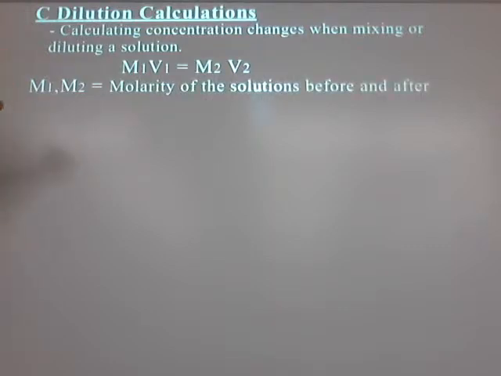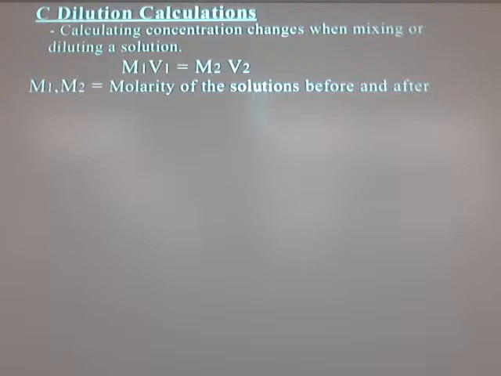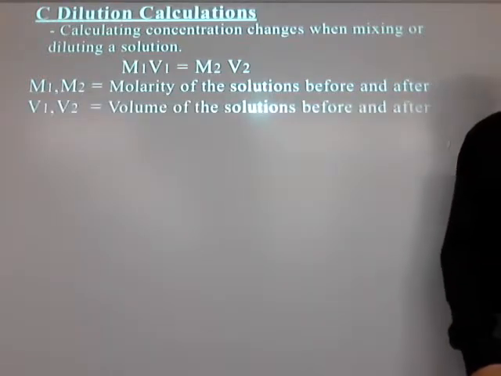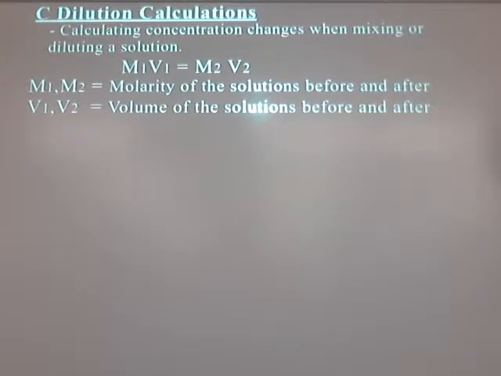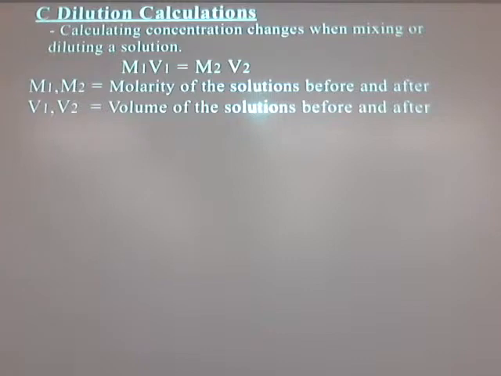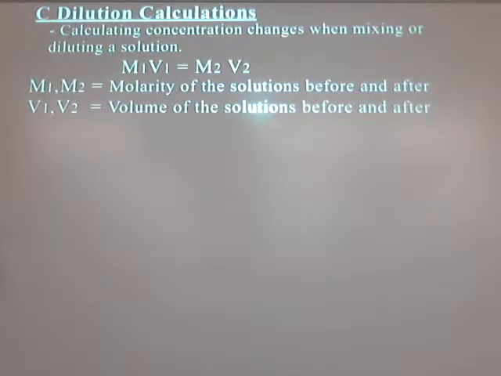M1 and M2 are the molarities of the solutions before and after. V1 and V2 are the what? Volumes before and after. Now, there is a little trick to that. We'll see in several of these examples what you might do as a mistake. All right?